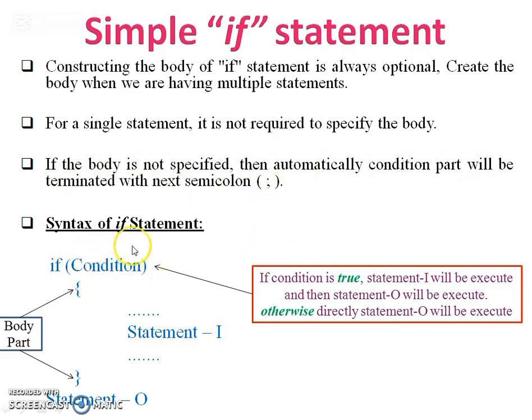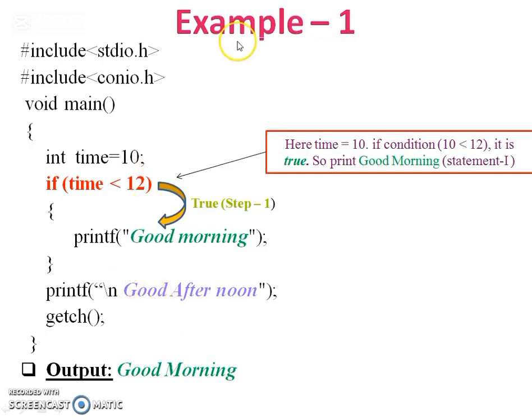If the condition is true, then statement 1 will be executed. It may be a block of multiple statements. And statement 0, which is written after the block, will be executed if the condition becomes false. Let's have a look at an example from a C language program.